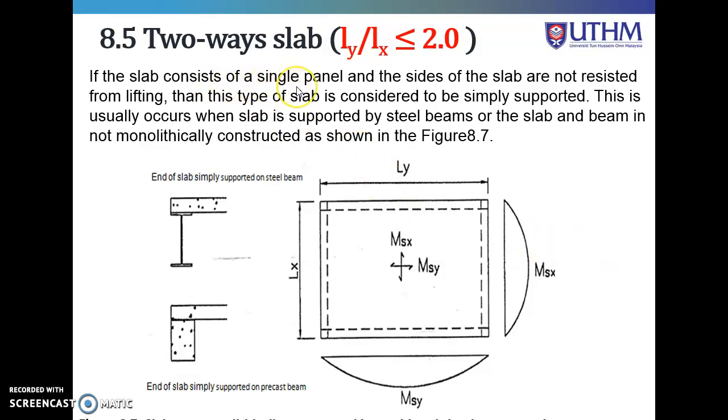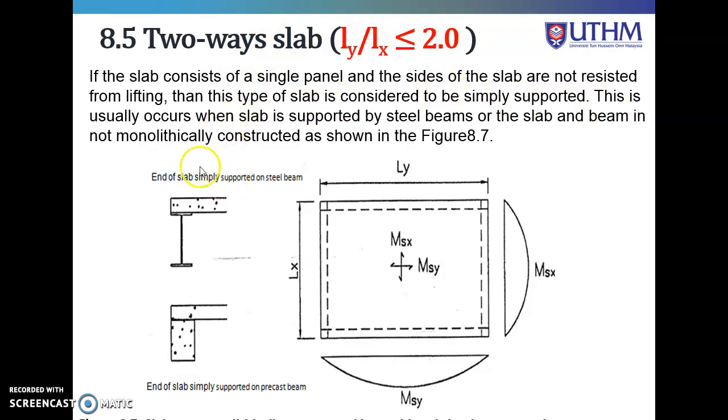If the slab consists of a single panel and the side of the slab is not restricted from lifting, then this type of slab is considered to be simply supported. Maksudnya nak cakap sini, bila side dia ni tak resisted, maksudnya not resisted from lifting, maksudnya tak mengangkat lah. This type can be considered as simply supported.